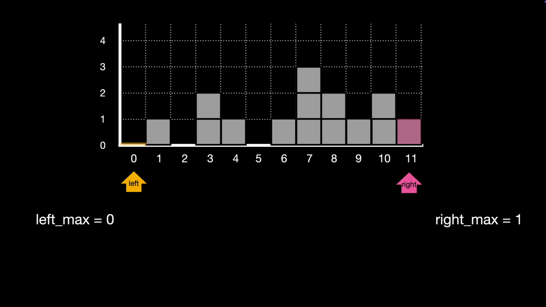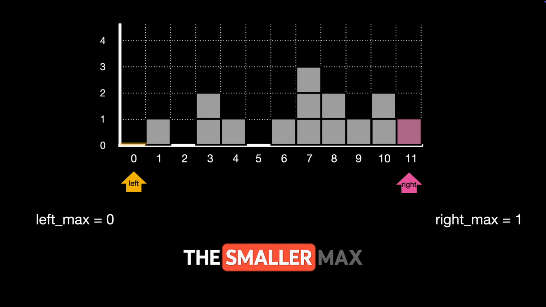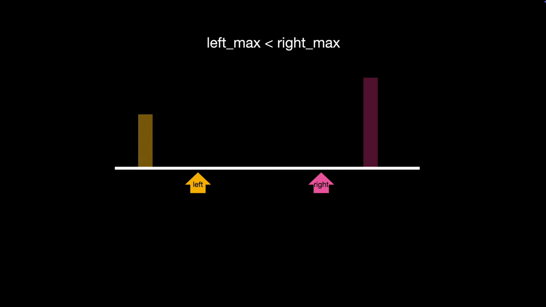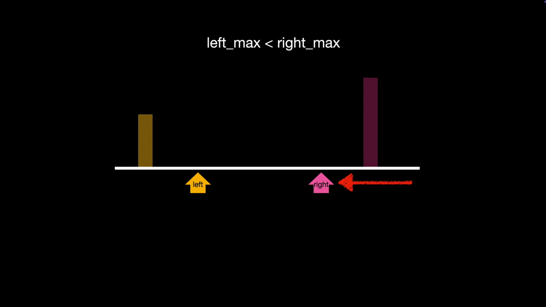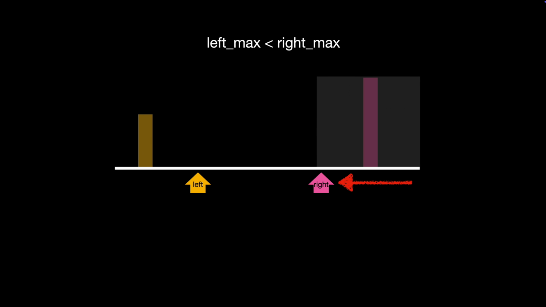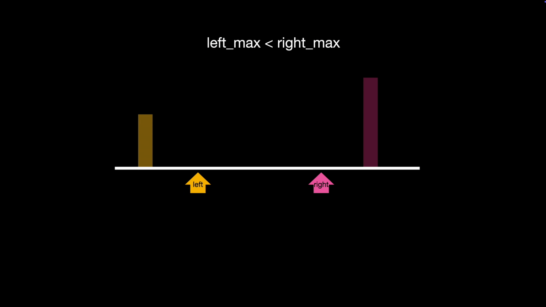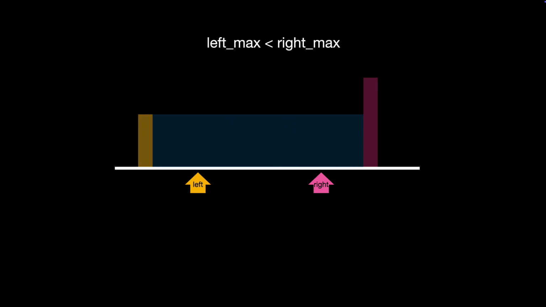Here's the key idea. We always move the pointer with the smaller max height. Why? Let's think about a general case. Suppose we have our left and right pointers positioned like this. Left max is currently less than right max. Now, since the left pointer has moved from the far left up to this point, left max must be somewhere in that section. Likewise, the right pointer has moved from the far right to this point, so right max must lie within that range. Then, in terms of where water can definitely be trapped, we can be sure about this region only.